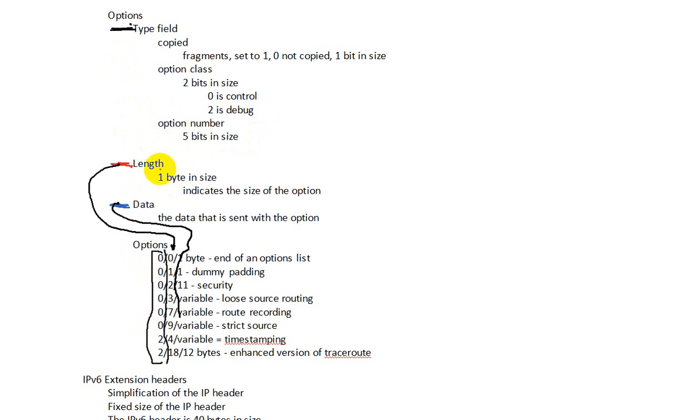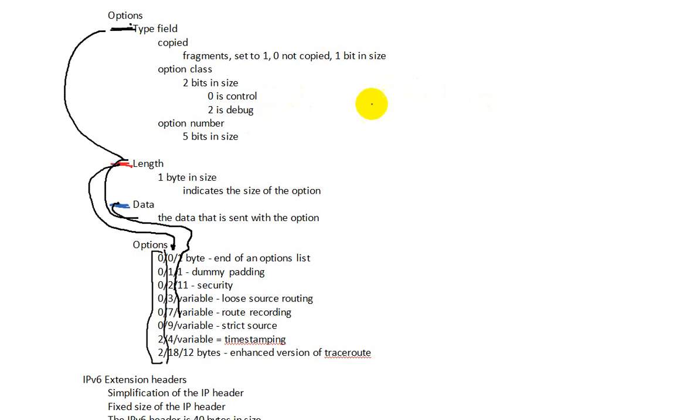Now we have the length field. Is 1 byte in size, indicates the size of the option. So sometimes it could be 18 bytes, sometimes it could be 7 bytes, just depends on what's going on. The data that is sent with the option. So basically, at the end of the day, this guy indicates that there's something going on. This guy indicates that this is the length, and this is the one that says how big it's going to be. All of this indicates right here, is a feature turned on or off? And if so, if it's turned on, what do I need to do in the IP header? What do I need to be looking for?